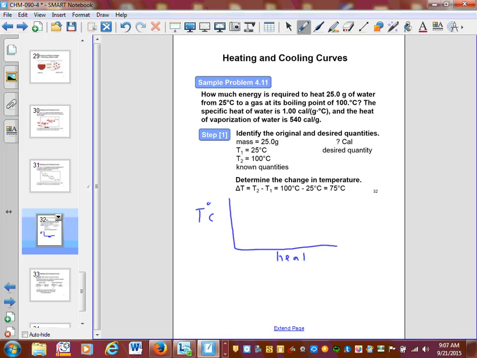So I'm starting at what temperature? 25 Celsius, and we're starting as a liquid. So here I am, 25. I'm going to start over here so I can see it. As a liquid, what am I going to do? What am I heating? I'm heating it to 100. I didn't say I was boiling it. That's correct.